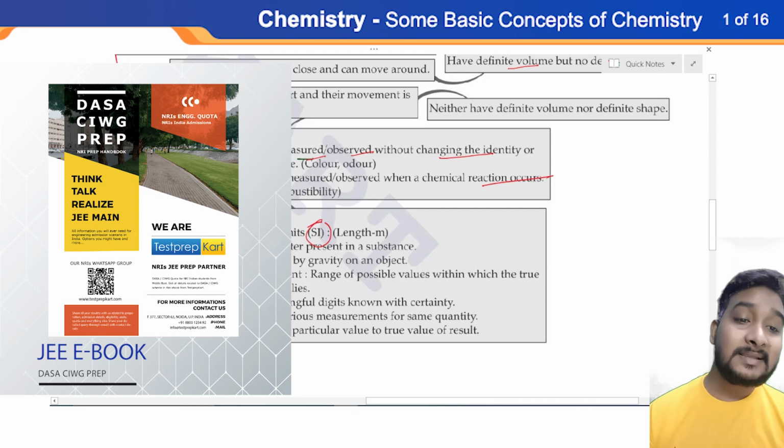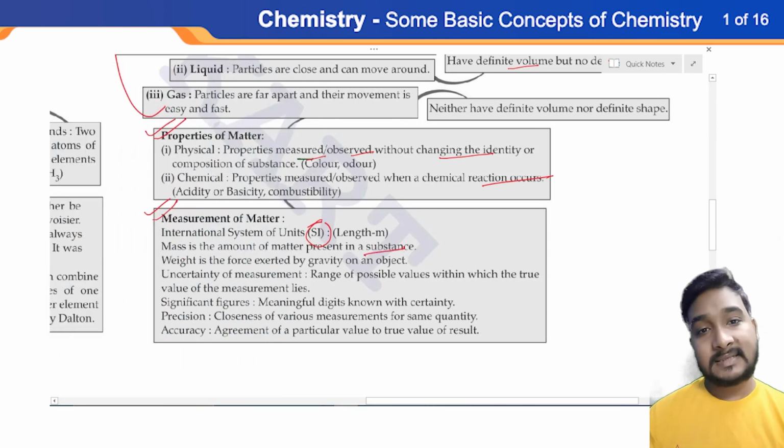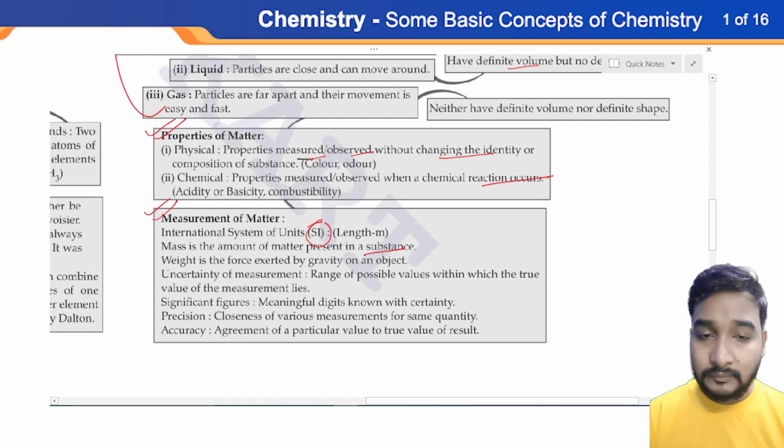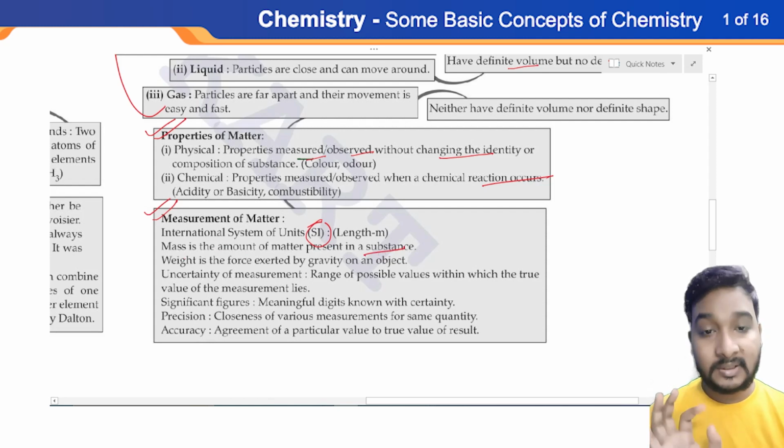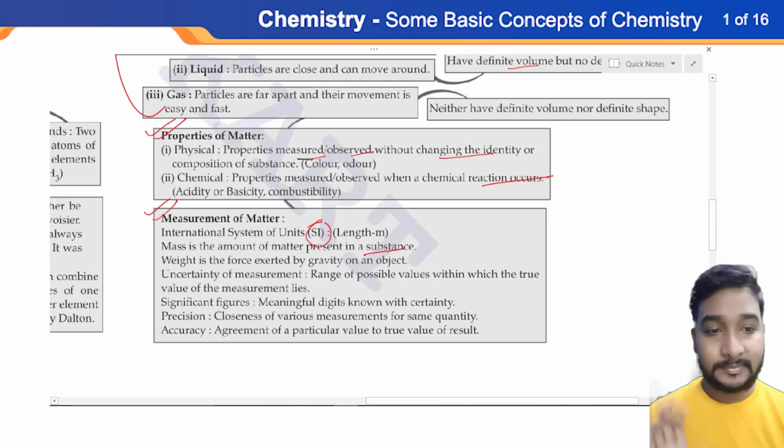Number two, mass is the amount of matter present in a substance. Every substance contains a very small or sufficient amount of mass. Okay, so every matter contains mass, there is no exception.